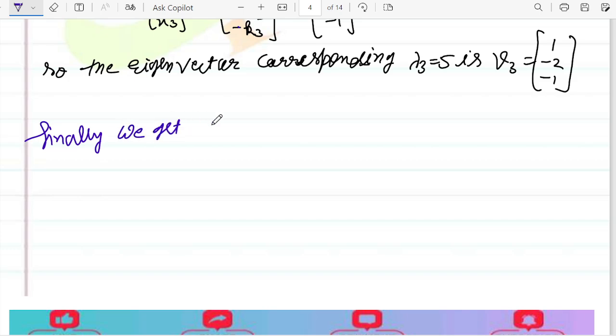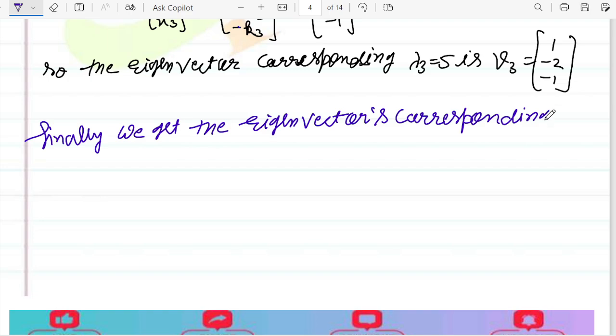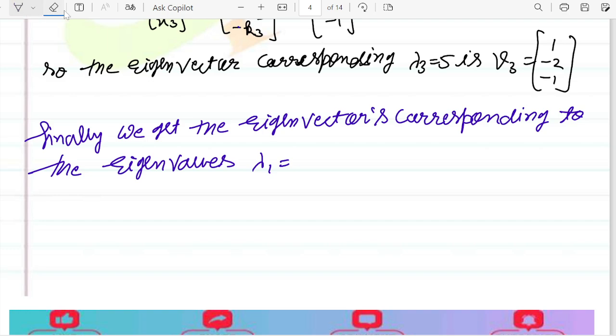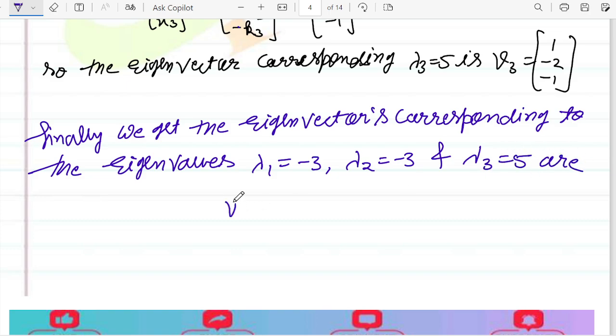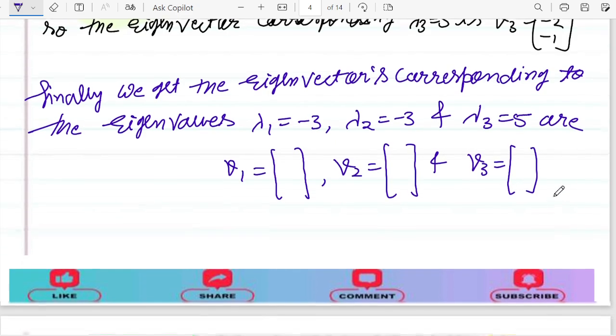Finally we get the eigenvectors corresponding to the eigenvalues, छोड़िए eigenvalues लिख लीजिए. lambda 1 is equal to -3, lambda 2 is equal to -3 and lambda 3 is equal to 5 are v1 is equal to, and v2 is equal to, and v3 is equal to, right, respectively.